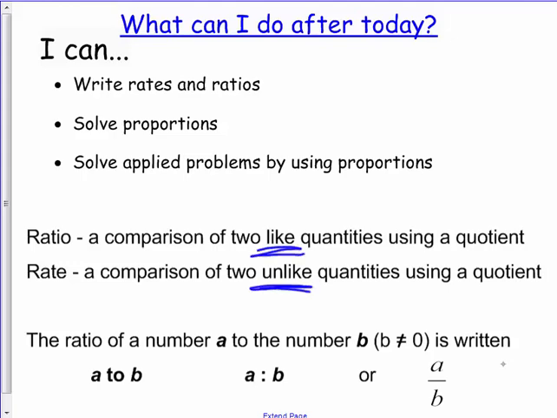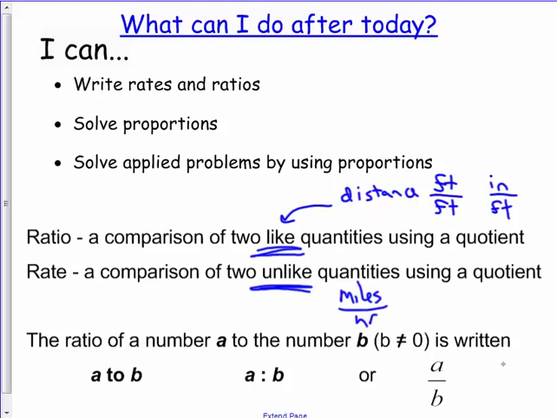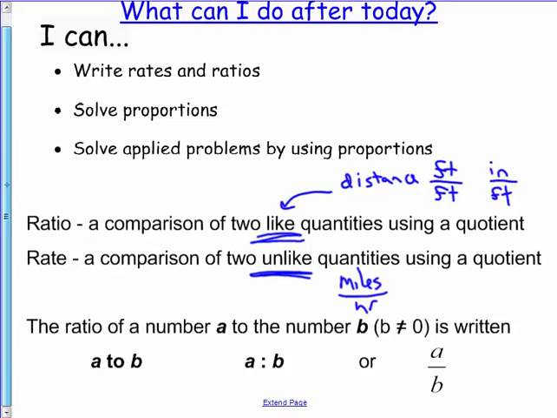So the difference between a rate and a ratio here: a ratio has two like quantities. A rate has two unlike quantities. We both use them as a quotient. So for a ratio, that could be a distance over a distance, like feet over feet, or inches over feet. They're both measures of distance here. A rate would have two different units. Miles per hour, okay, that would be the most common example when you think of rates.